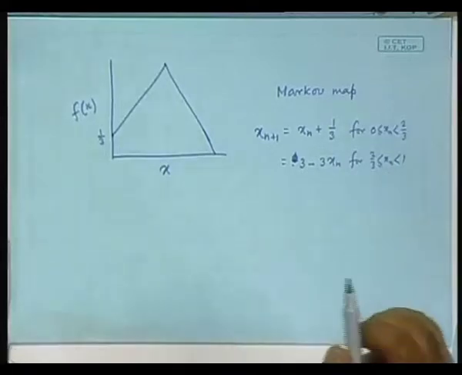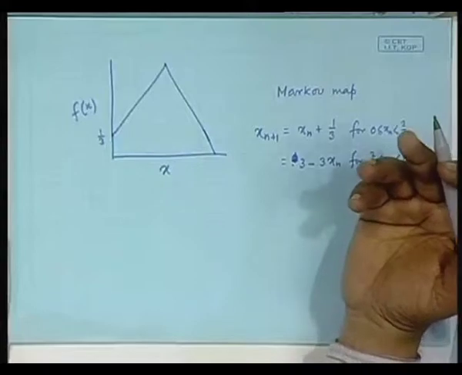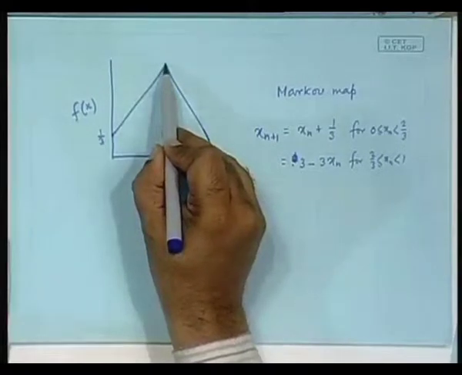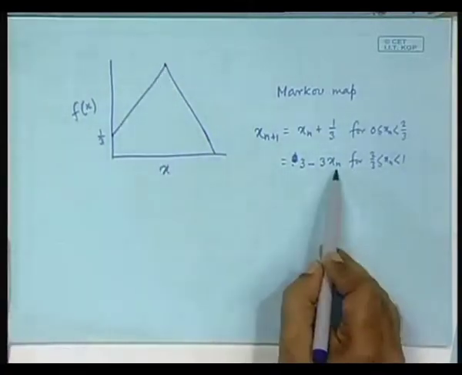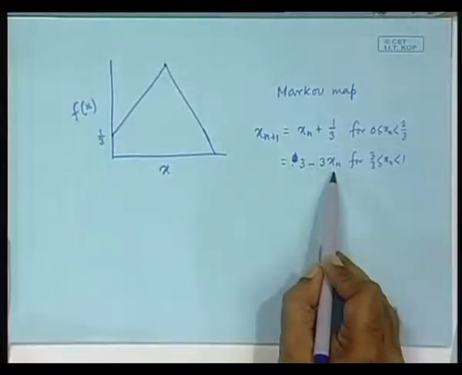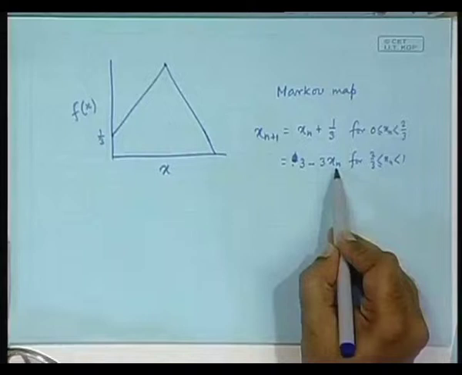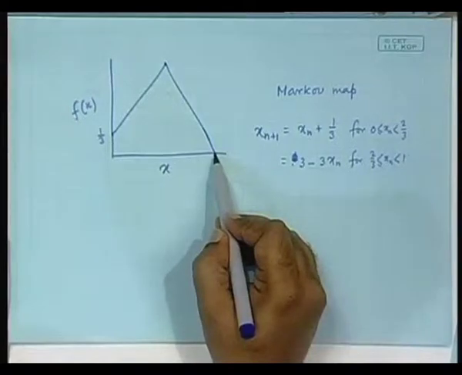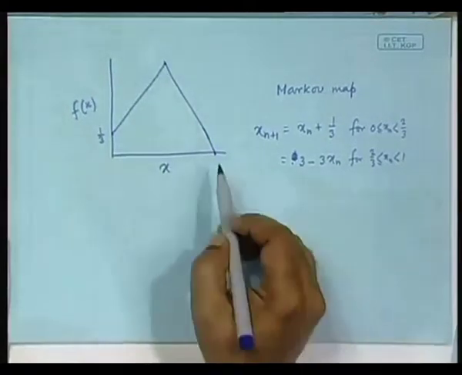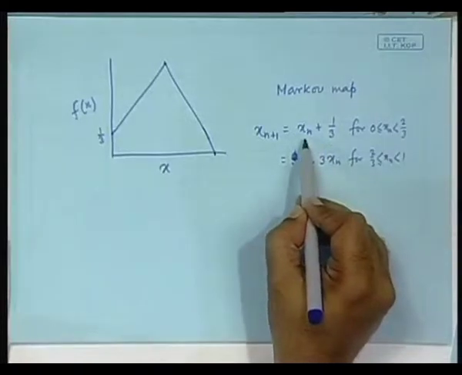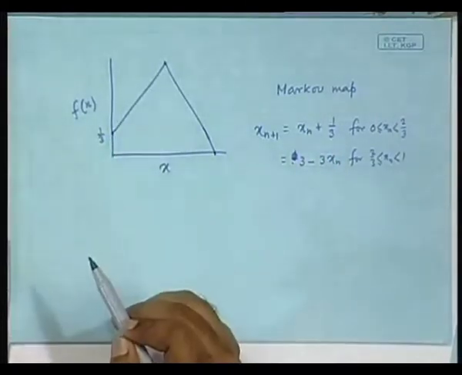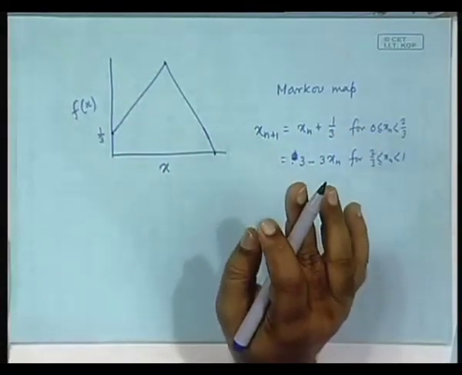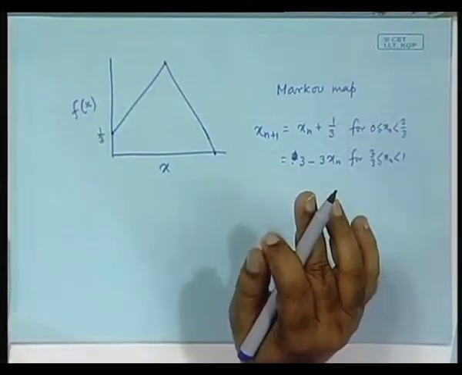Now, you see, what do I mean by breakpoints mapping to breakpoints? You might say that this is a breakpoint. Where does it map to? 1 maps to 0. If you substitute 1 here, because it is in this range, you get 0. So, 0 is a breakpoint. So, it satisfies that condition. 0 maps to 1/3. 1/3 is a breakpoint. So, you can say that there is a situation where breakpoints map to breakpoints. Okay.